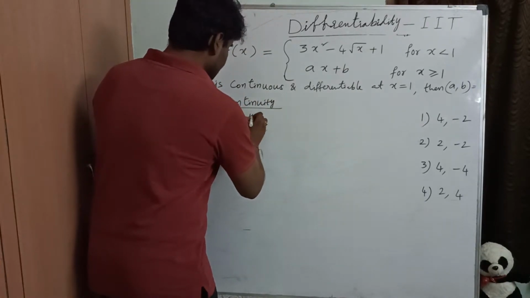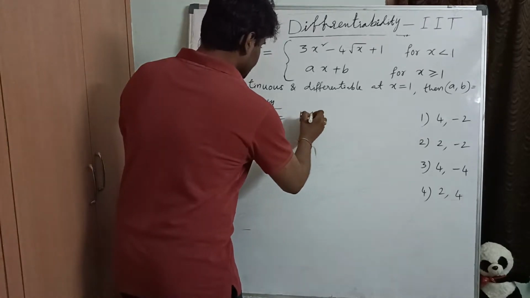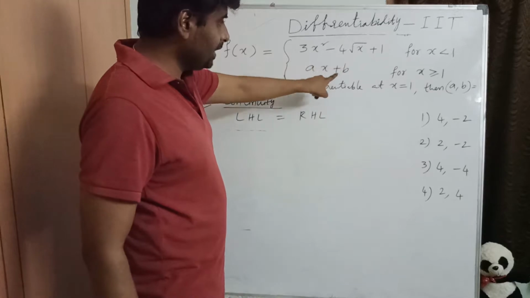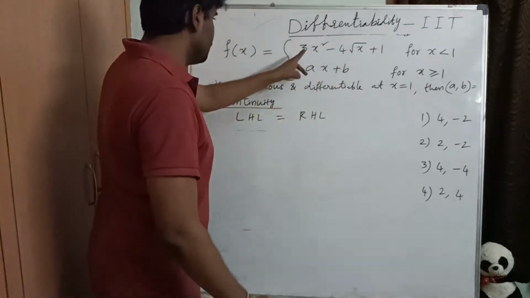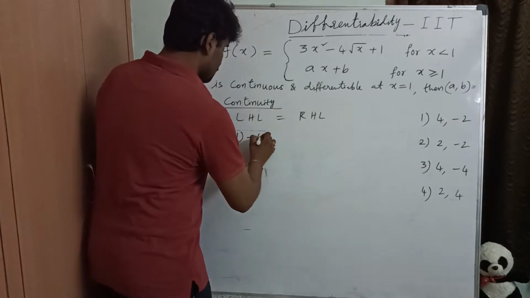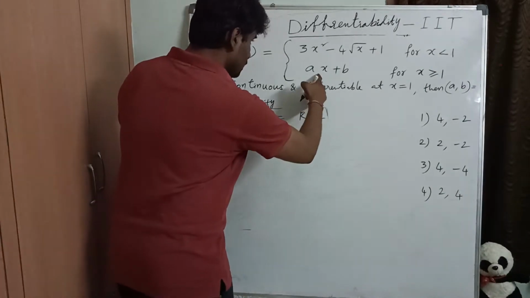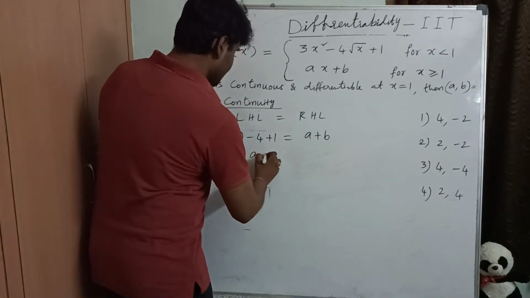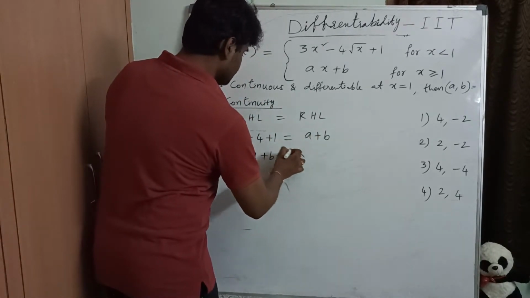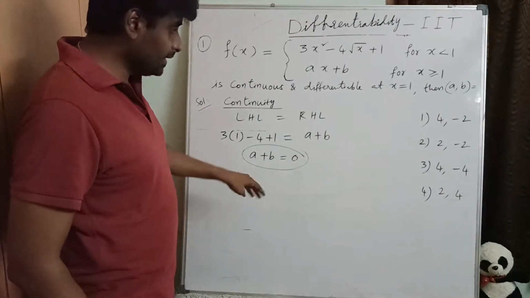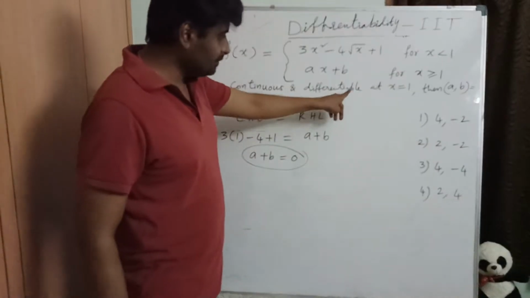First of all, let us check LHL equal to RHL. It's very simple. Substitute 1 in this and 1 in this and equate both. Put 1 there: 3 into 1 minus 4 plus 1. Here also put 1: a plus b. So from this what do we get? a plus b equals 0. Correct? So 3 plus 1 is 4, 4 minus 4 is 0. Now let us go for differentiability of the given function.